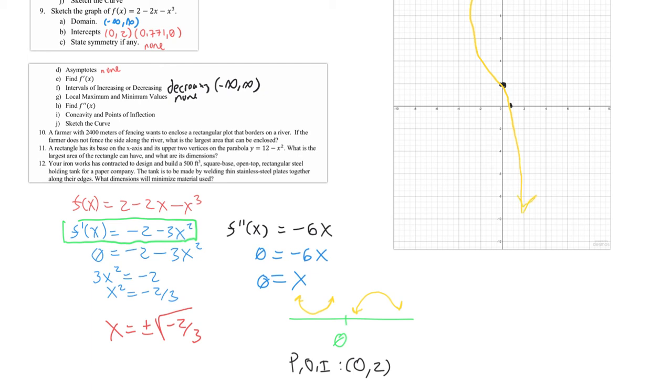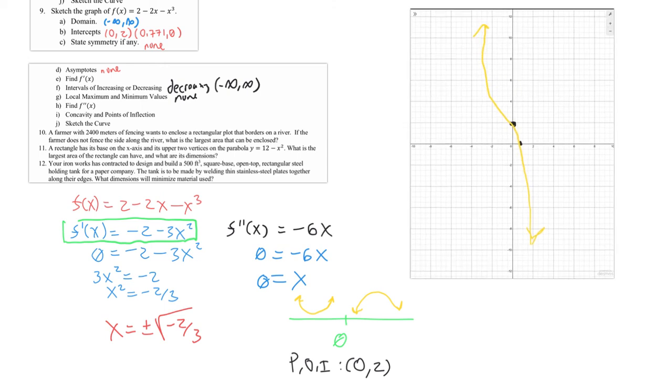All right. Notice how it's decreasing the entire time. It's concave up in this region and it flips to concave down in that region. So I'd be comfortable with something along those lines.